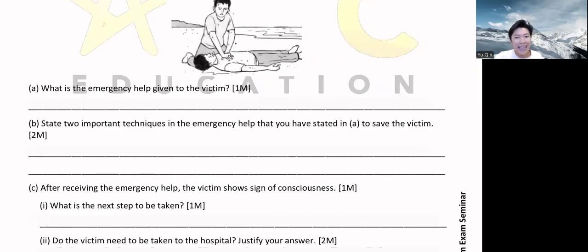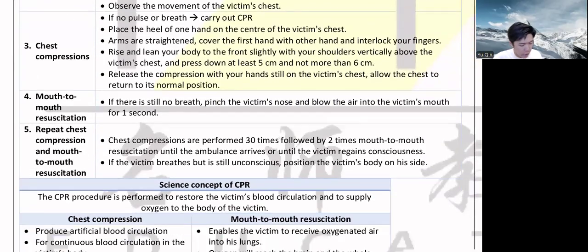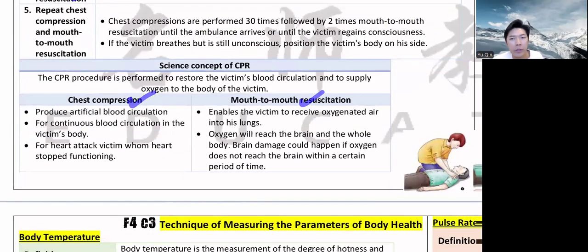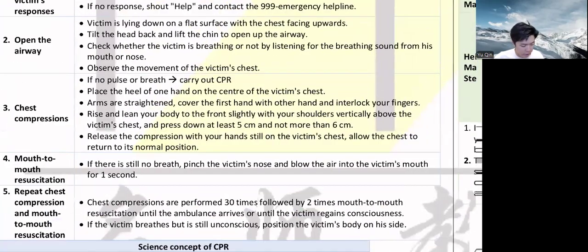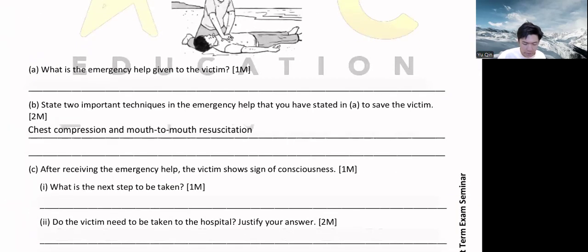Okay, next one. State 2 important techniques. Those are the 2 things you want to have, right? Chest compression and mouth to mouth. That's the 2 most important concepts behind CPR. So straight away, chest compression and mouth to mouth resuscitation. There you go.